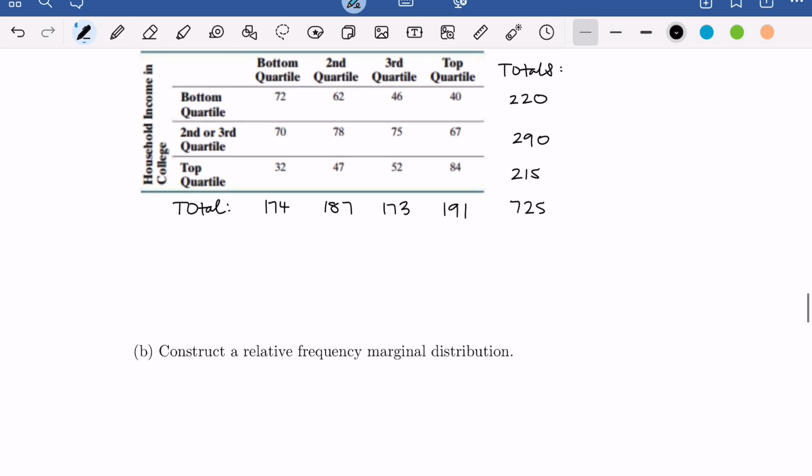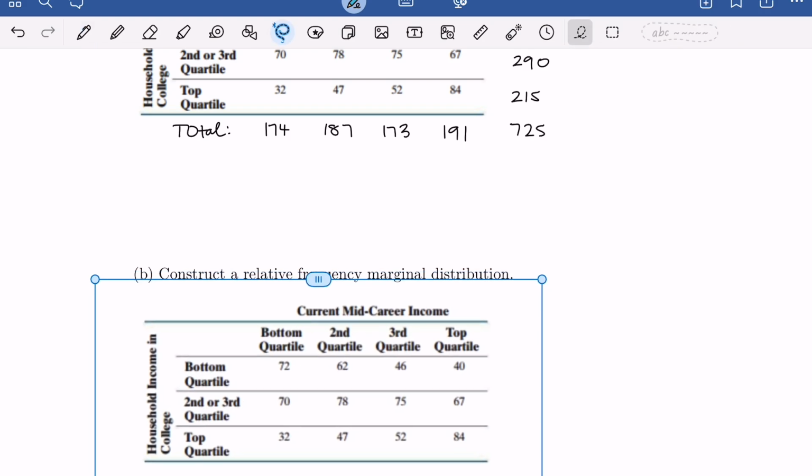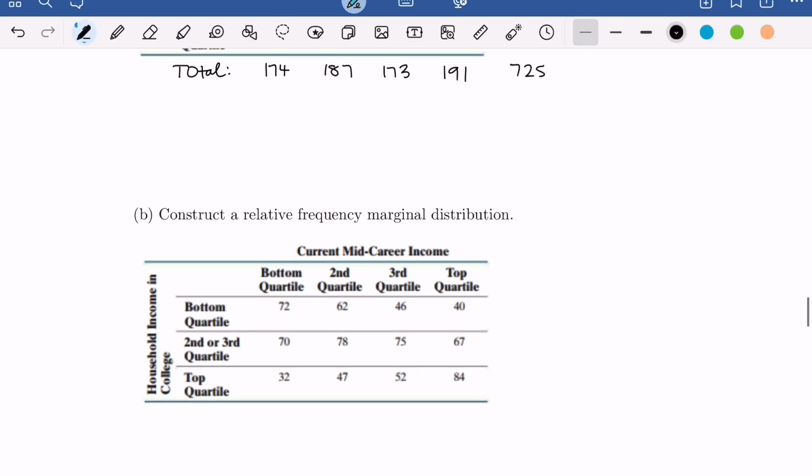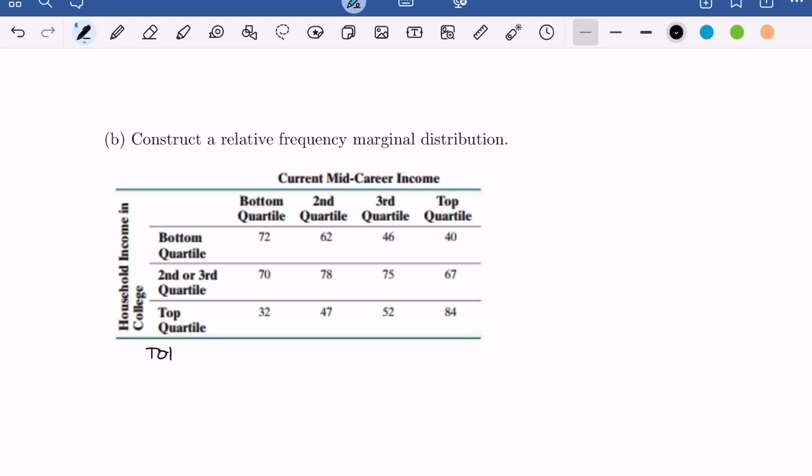And then for part B, we want to construct a relative frequency marginal distribution. So we're going to find these frequencies and compare them to the amount of individuals surveyed. So again, let's just paste that table there. And we want to find the relative frequency. So for all of these columns here, our relative frequency is going to be the total relative to the amount of people surveyed. So this is going to give us 0.240 for the first column.